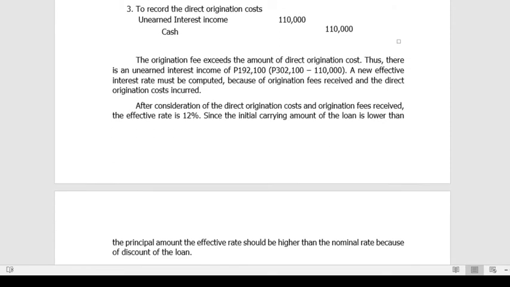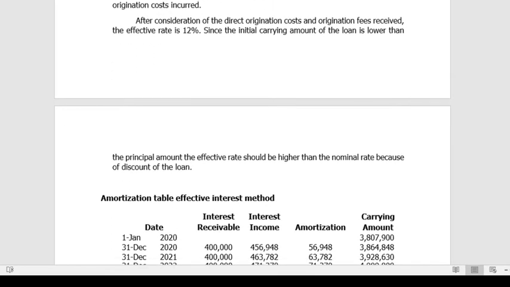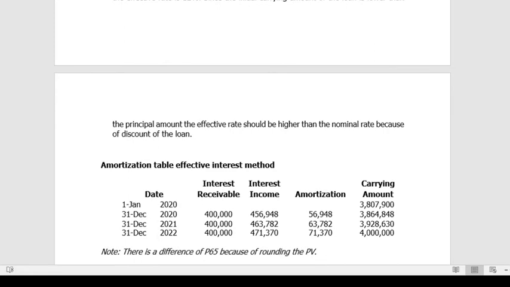Now, let's proceed with the amortization. Yung amortization table na gagawin natin. So this is for 3-year loan. So, 2020, 2021, and 2022. Okay, so gawa ka lang ng amortization table. Dapat meron kang 5 columns. One is for the date. Next is for the interest receivable. Next is for the interest income. Next is for the amortization. And next is for the carrying amount.